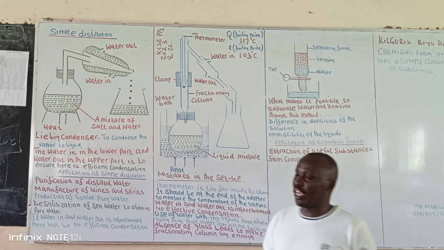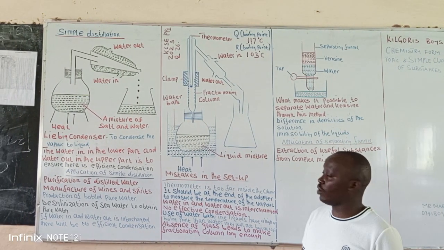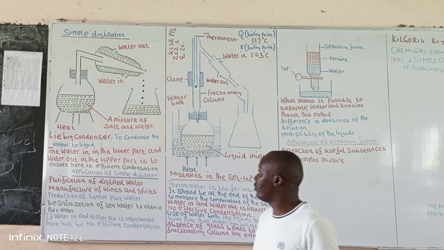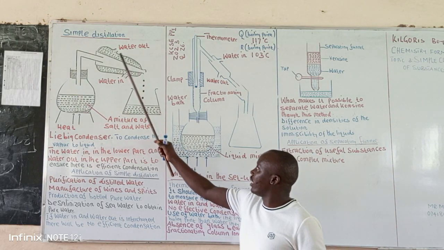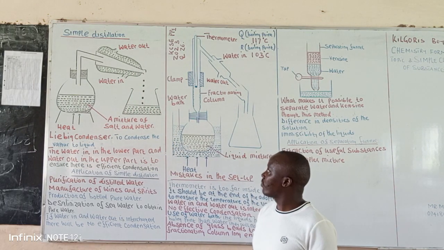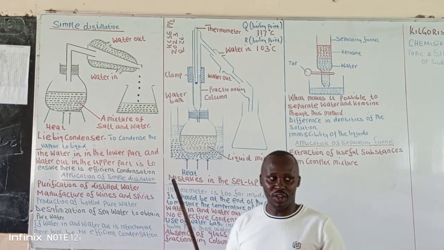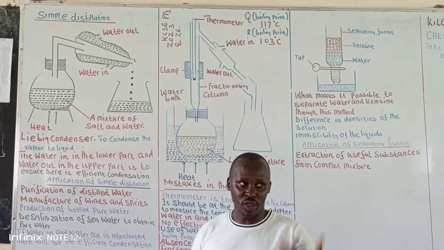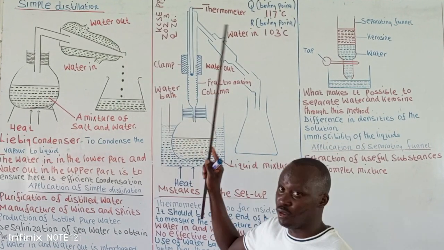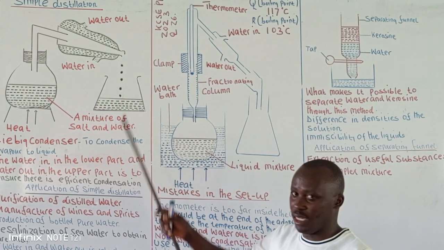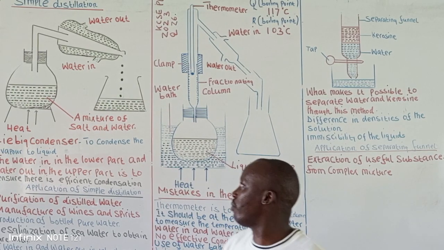In this simple distillation, what are some of the features we have? We have the Liebig condenser. This Liebig condenser has water in and water out. It has water out from the upper part, and water in from the lower part.